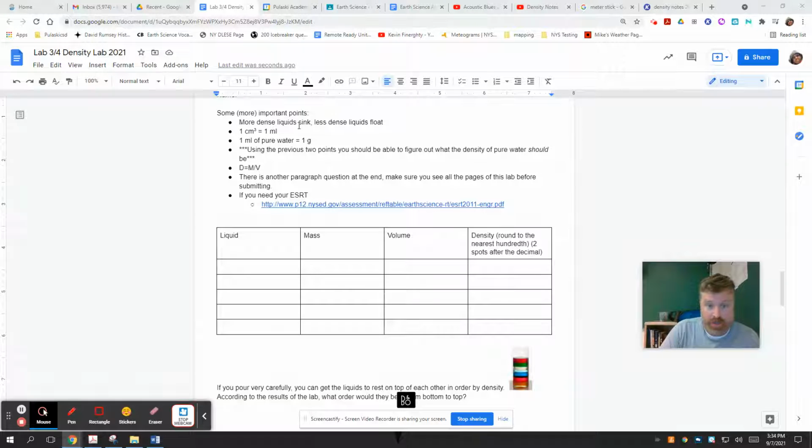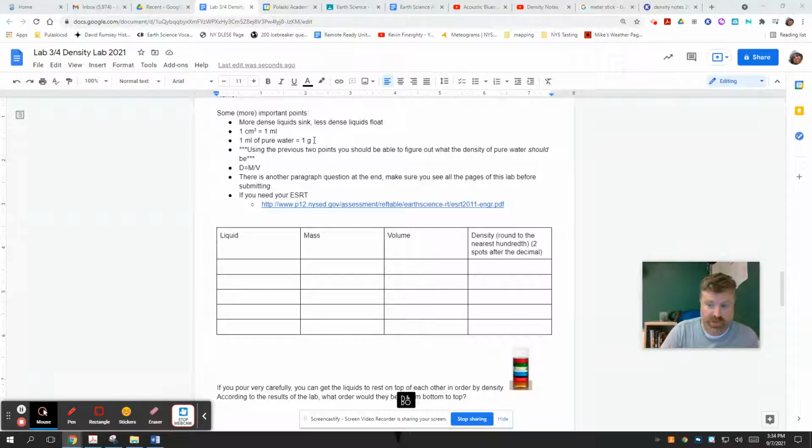So some important points you're going to need. More dense liquids sink, less dense liquids flow. So maybe you think of the salad dressing that you did in the previous example during your notes. Like before, a cubic centimeter and a milliliter are the same volume. They're interchangeable. 1 milliliter of pure water is a gram.